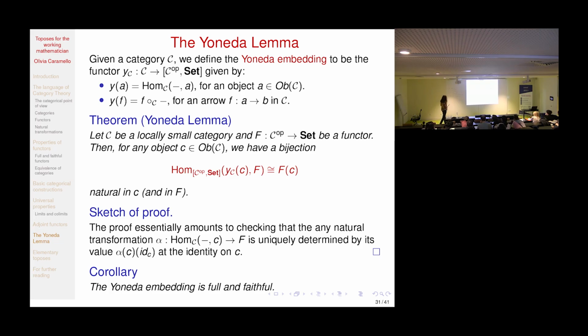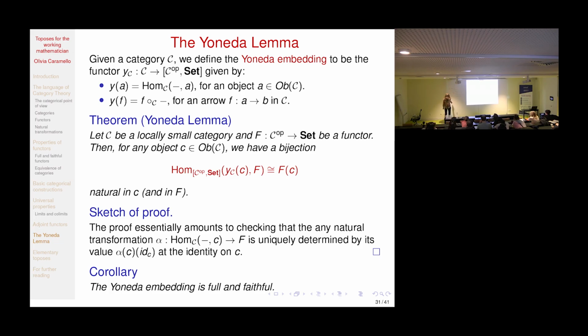How does it work? Well, there is just one key observation that one has to make, that the naturality conditions are so strong that in fact a natural transformation from such a representable to F is uniquely determined by its behavior at the identity. Let's see why this is the case. So let's call this natural transformation alpha.